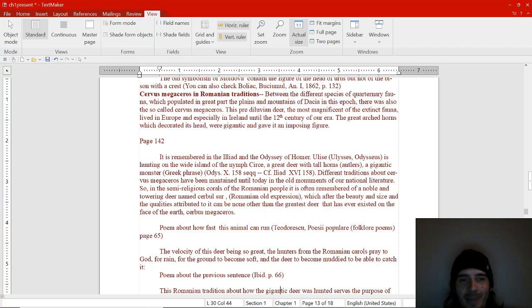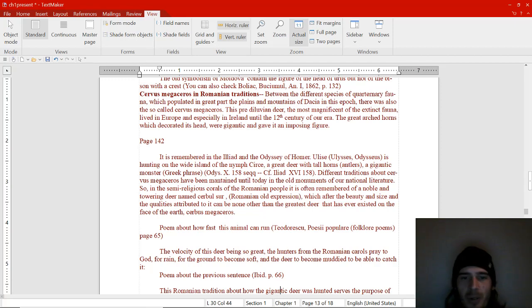Ulysses or Odysseus is hunting on the white island of the nymph Circe a great deer with tall horns or antlers, a gigantic monster, and then a Greek phrase and a reference to the Odyssey of Homer. Different traditions about Cervus Megaceros have been maintained until today in the old monuments of our national literature. So, in the semi-religious chorals of the Romanian people, it is often remembered a noble and towering deer named Bulsur, followed by a Romanian old expression which I cannot understand, which after the beauty and size and the qualities attributed to it can be none other than the greatest deer that has ever existed on the face of the earth, the Cervus megaceros.